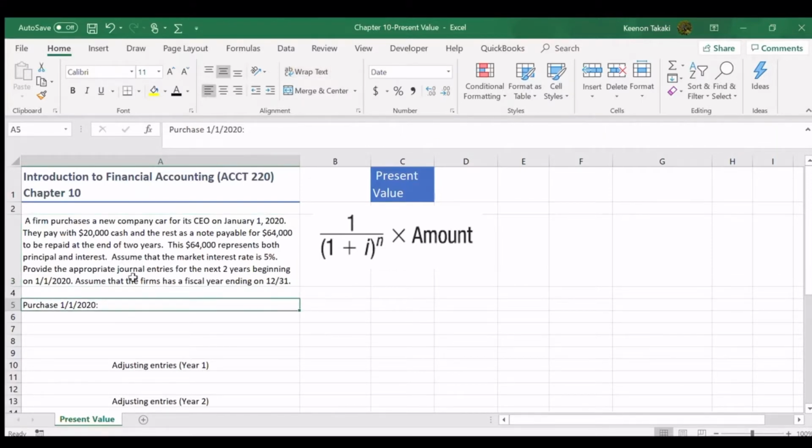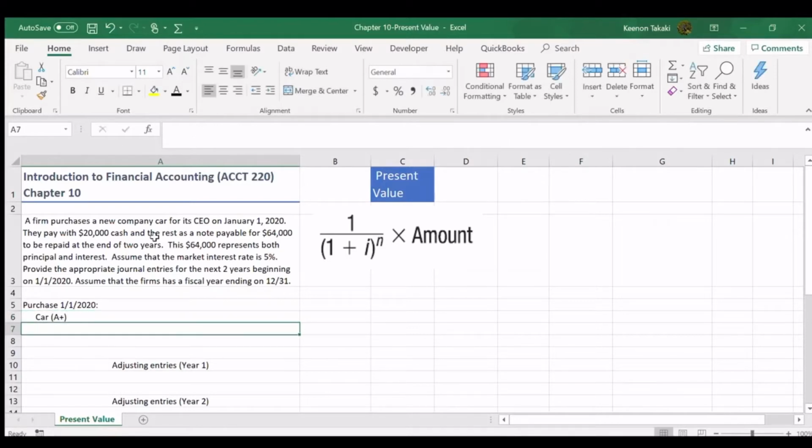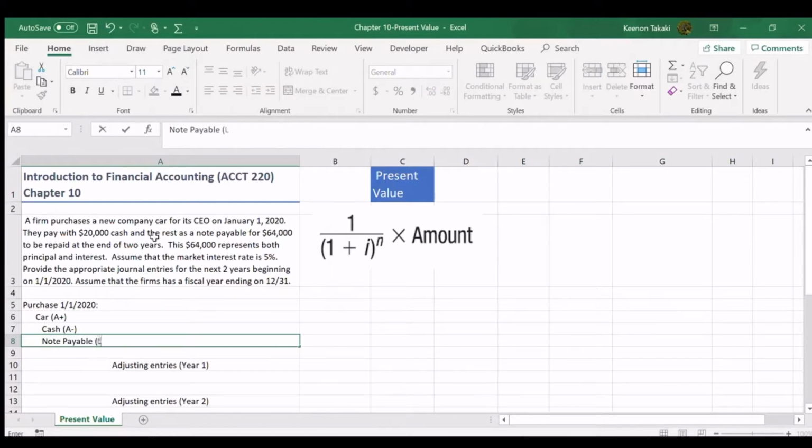So to record the purchase on January 1st, we're going to debit car, which is an asset because we're getting a car, and we're going to be crediting cash because we're paying cash, and that's going to decrease, and we're going to also credit notes payable since we're paying kind of on account, and that's going to be a liability, and that's going to increase.